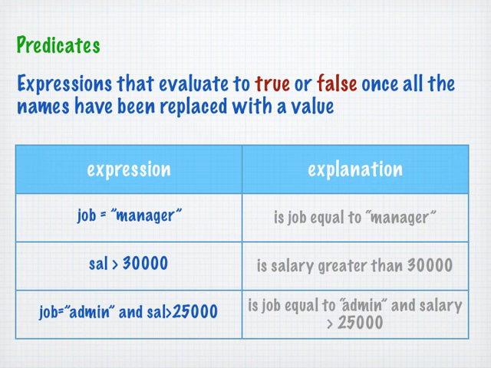We can see job equals manager. What we're doing there is testing each value in the job column to see if it corresponds to this particular set of characters. The set of characters here is the word manager. Sal greater than 30,000. So is the salary greater than 30,000? You can build more complicated predicates by using special reserved words: and, or, and there's the reserved word not. So let's say that we wanted to find all the people who were administrators who earned over 25,000. Then we could go job equals admin and salary greater than 25,000.